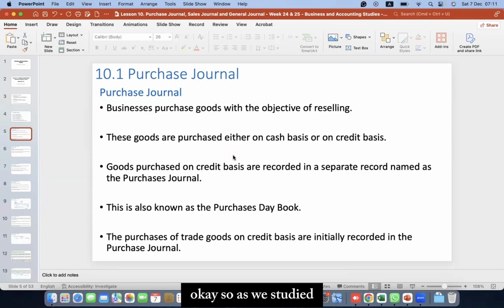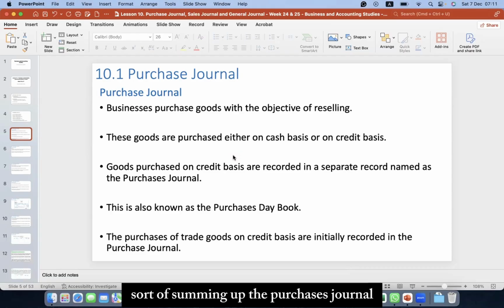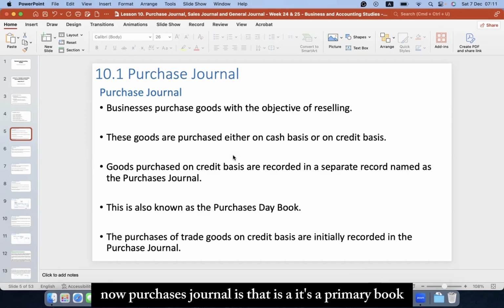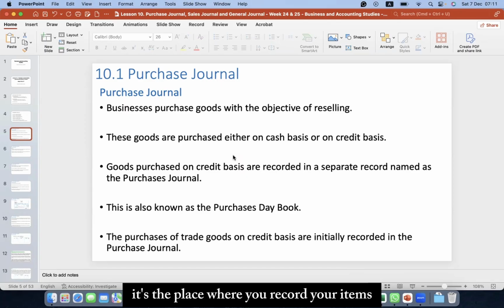Okay, so as we studied, I will be quickly summing up the purchases journal, what it includes, what is happening with that, and what the key components in it are. Now, the purchases journal is a prime entry book, and it's the place where you record the items you bought on credit for the purpose of reselling.